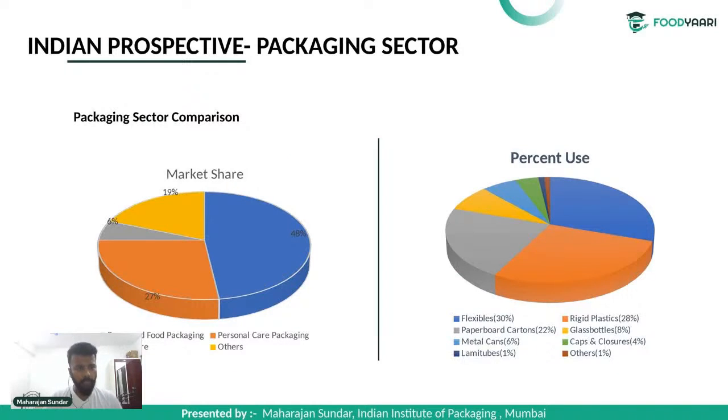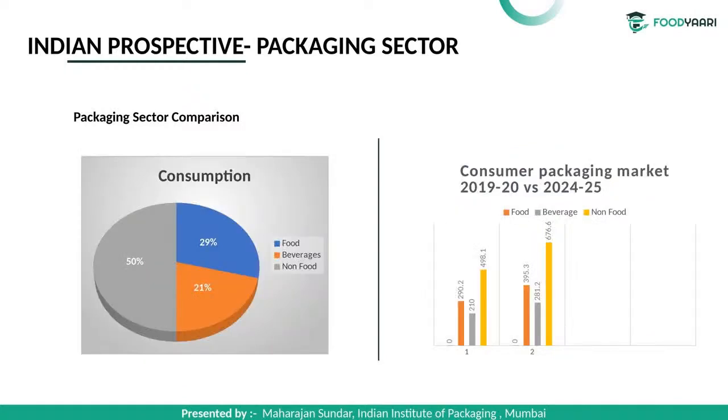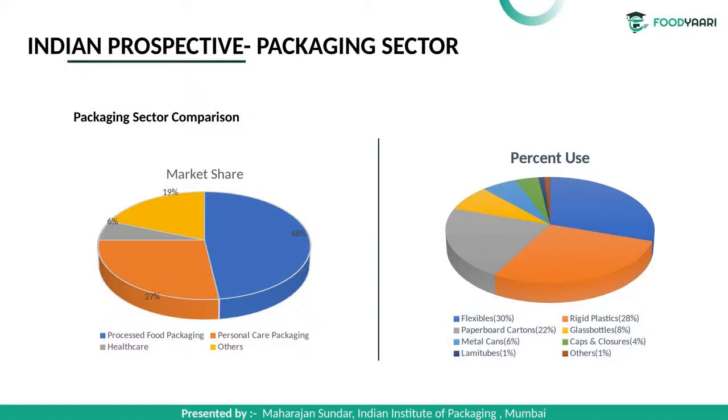Now, the packaging sector in India. The packaging sector, in particular the food industry, occupies around 48%. 48% of the processed food is packed, and personal care packaging comes around 27%. Healthcare products come around 6%, and other market share is 19%.